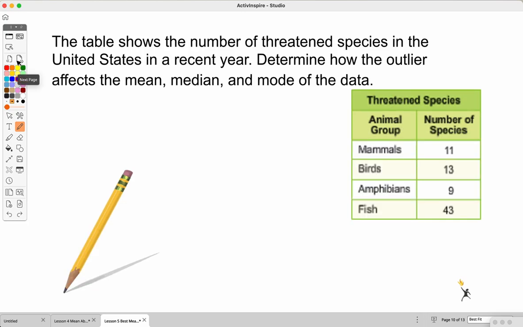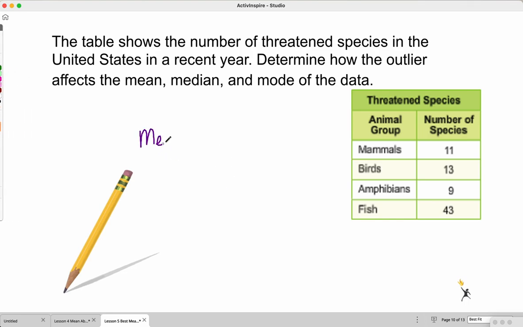All right, take a second and do the same thing with this problem. We're going to go ahead and say 43 is going to be considered an outlier in this case. So go ahead and use that. Find me the mean, the median, and mode with and without the outlier. All right, pause the video and see what you come up with.